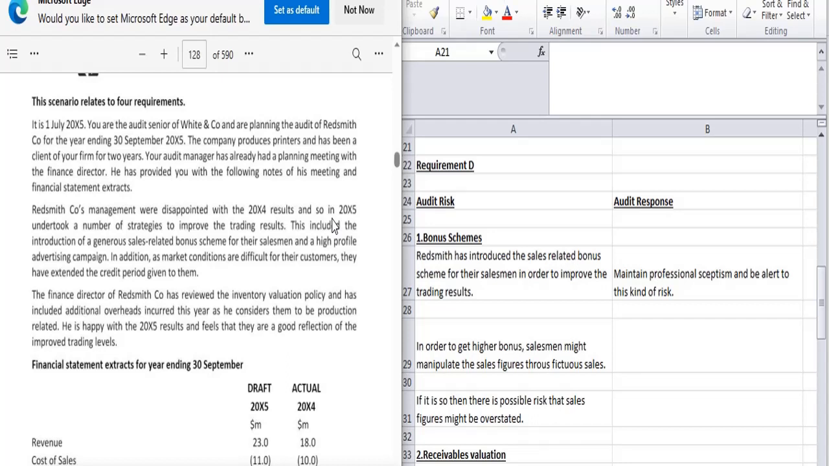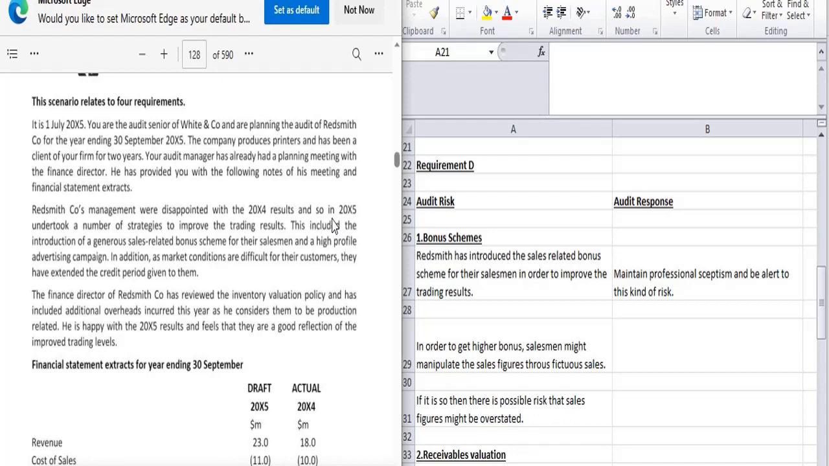Your audit manager has already had a planning meeting with the finance director, and has provided you with the following notes of his meeting. Financial statement extract: Redsmith company management were disappointed with the 20x4 result, and so in 20x5 undertook a number of strategies to improve the trading result. This first sentence, that the company was disappointed and took a number of strategies, will also create an audit risk.